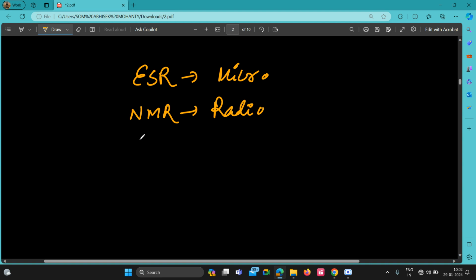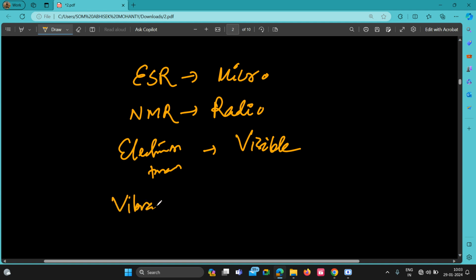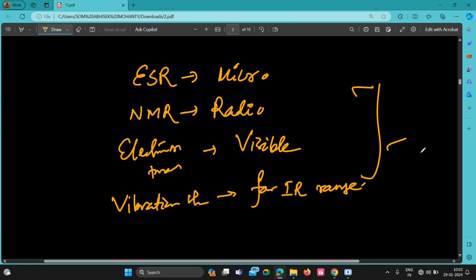Then electron transition is visible range, and transition between vibrational states is far infrared range. Yeah, far infrared. So these are the answers. You can match them with an option also. All right.